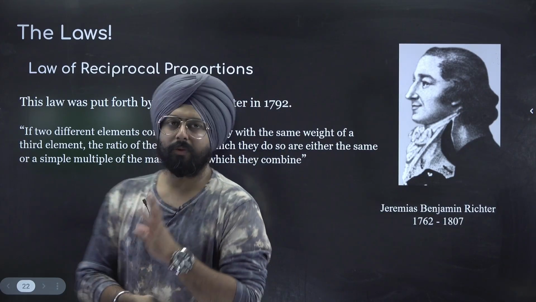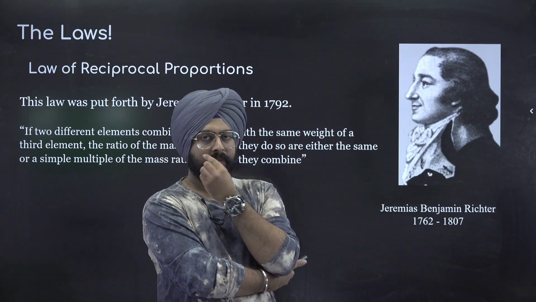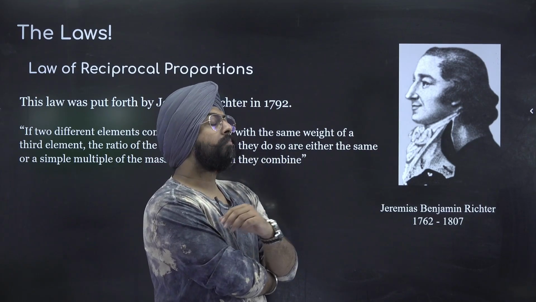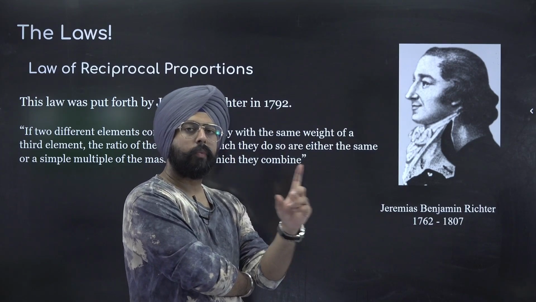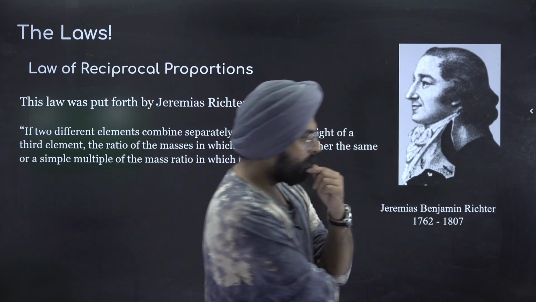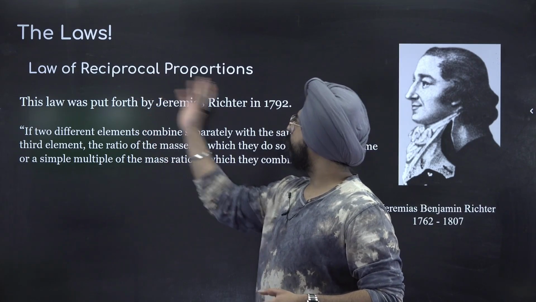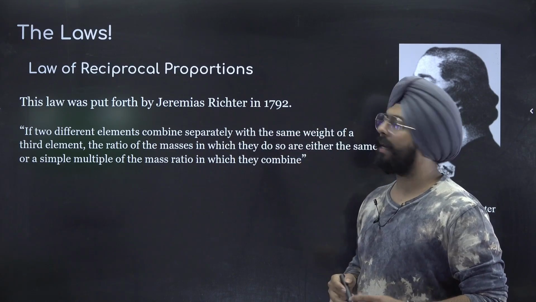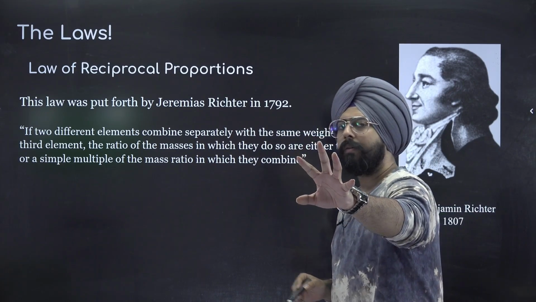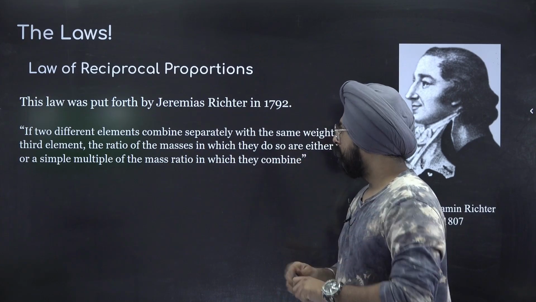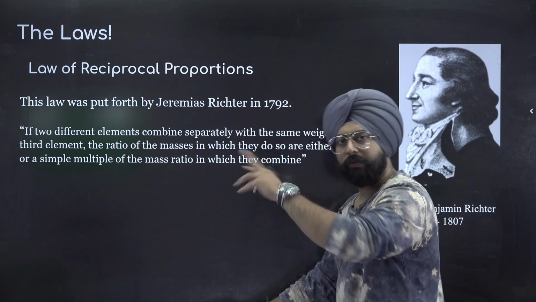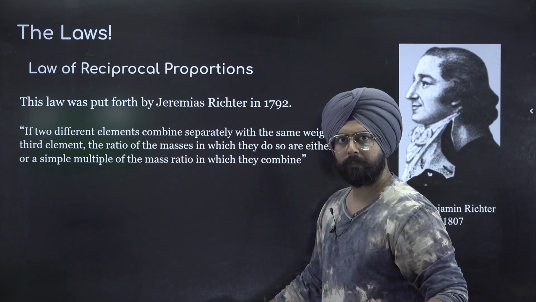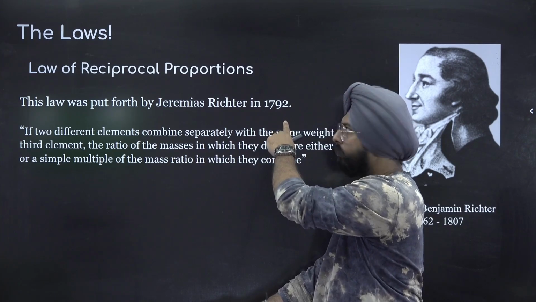Now let's come to the most interesting law over here. This is interesting because it's complicated. And if we're able to understand it, perfect. We'll definitely understand it with the help of a very nice example. But let's read it first, okay? The law of reciprocal proportions was put forth by Jeremias Richter in 1792. I know the dates are not important for you to remember, but have a look, okay? Out of the 3 laws of chemical combination, this is the most complicated, okay? 1792.